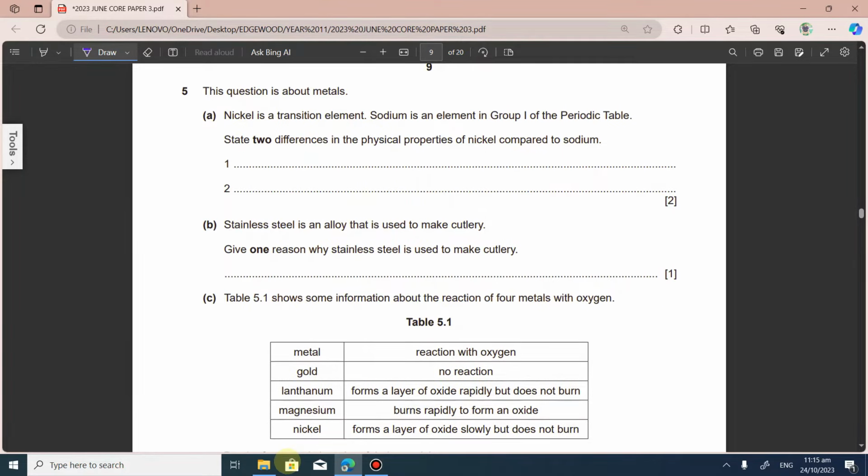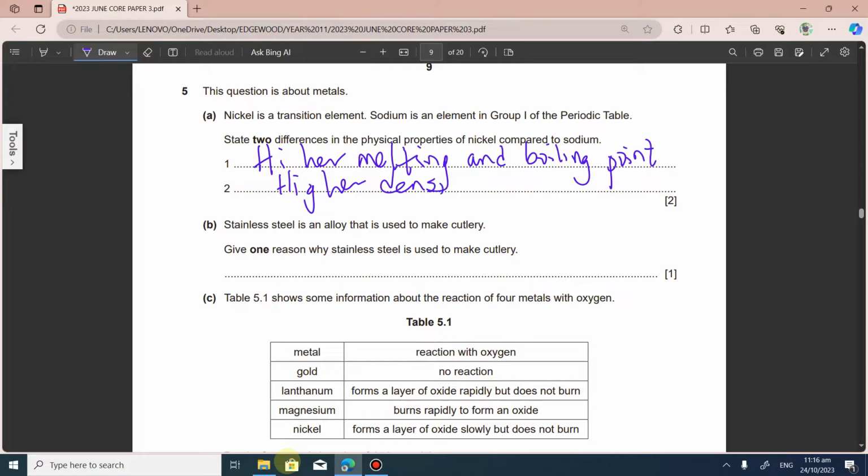Now, next question says, this question is about metals. Nickel is a transition element. Sodium is an element in group 1 of the periodic table. State two differences in the physical properties of nickel compared to sodium. Now, nickel happens to be a transition element, so that means it has higher melting and boiling points. So that is one physical property. It has higher density. So higher density is also one of the physical properties, and then you get the 2 marks. And that's what makes them transition elements, transition metals. They have higher melting and boiling points, and they have higher density.